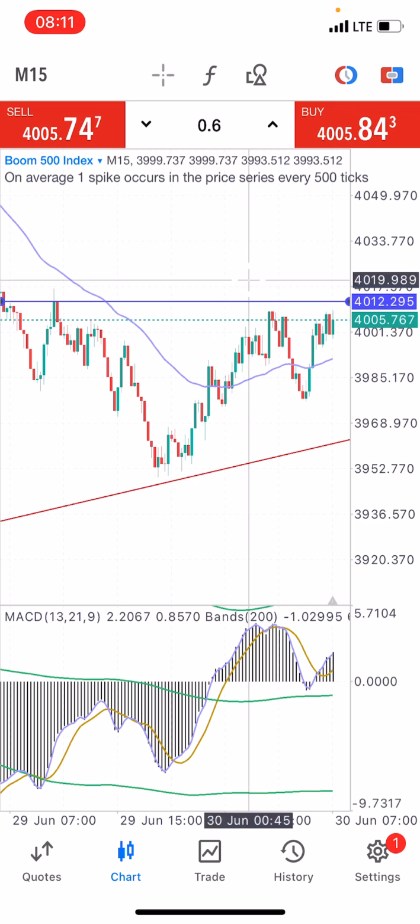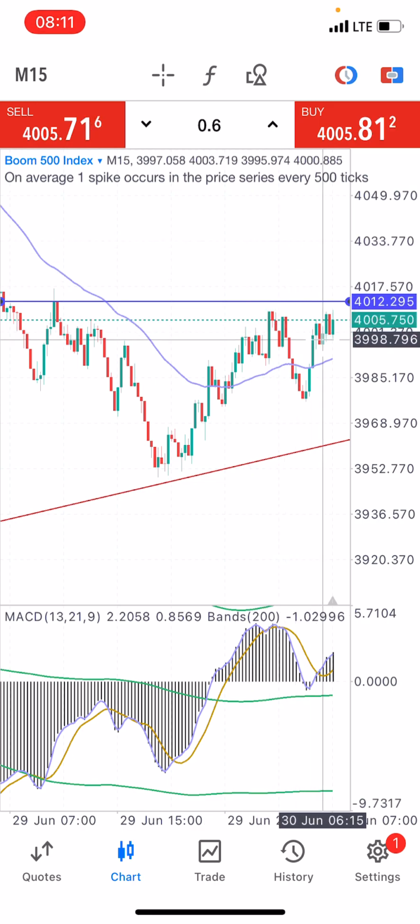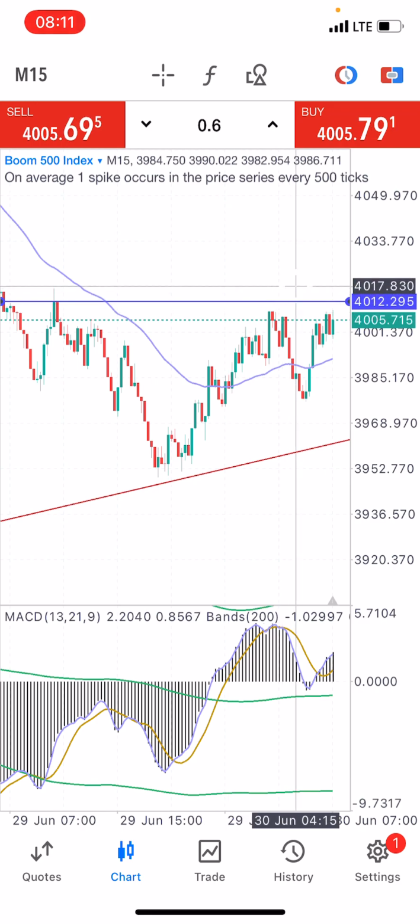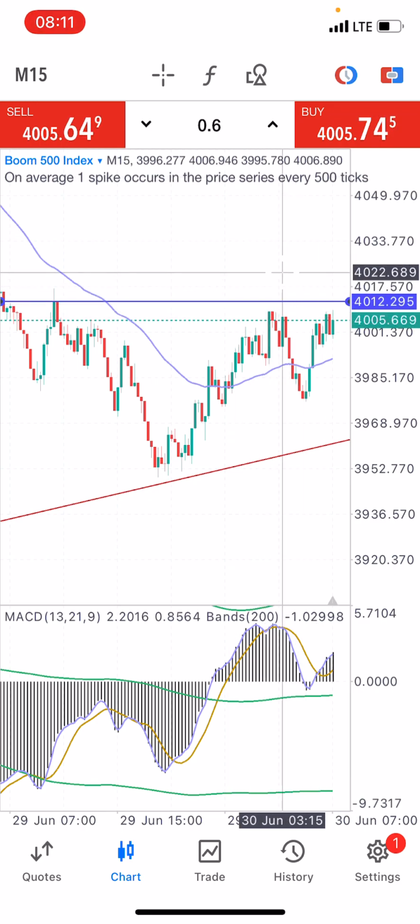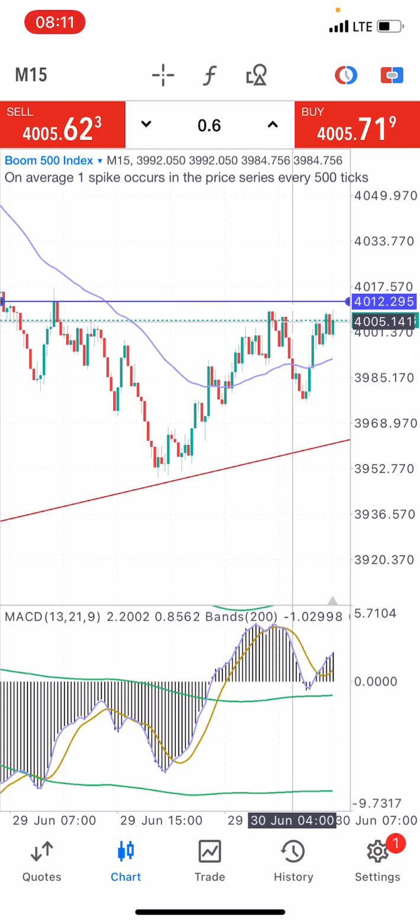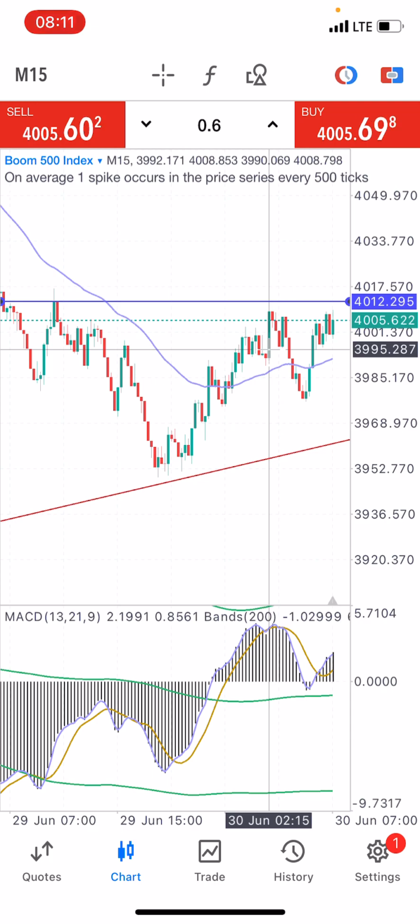If at all I want to go in, I'm just going to go in and leave my SL here, but I have to wait for it to break this level here and retest. Then we can look out for more buying entries. So right now it's already at a resistance level. I can't even go into it right now because I'm late.